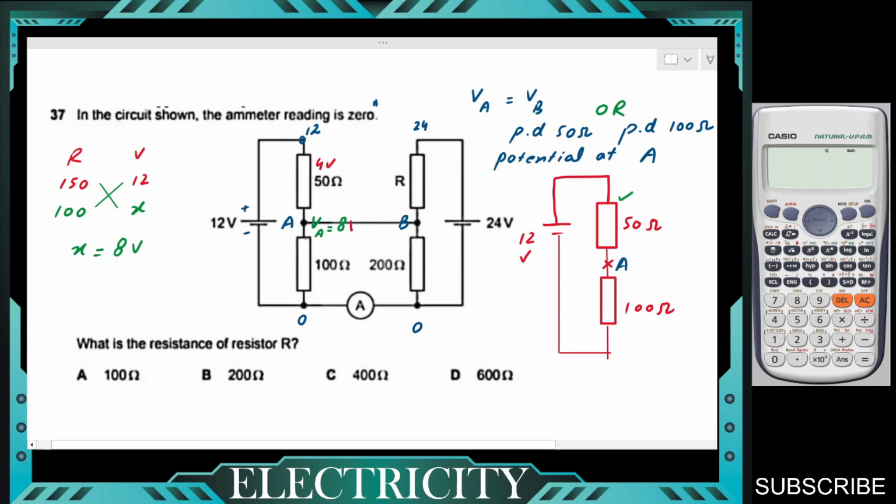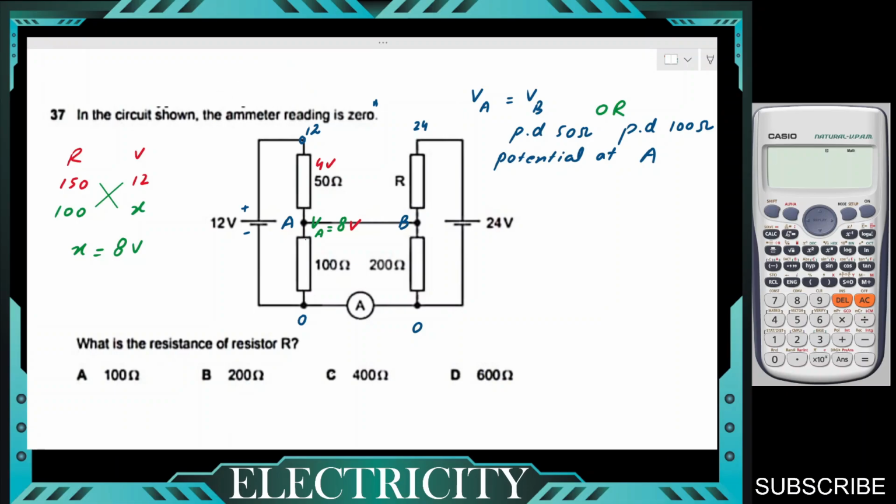And that makes sense also, because this one has double the resistance, so double the share of the voltage would be across 100 ohm. Now what do we get from here? We get this thing, that the potential at B should also be 8 volts. This is what we need. The potential at B should also be 8 volts. So the potential across 200 ohm should also be 8 volts.